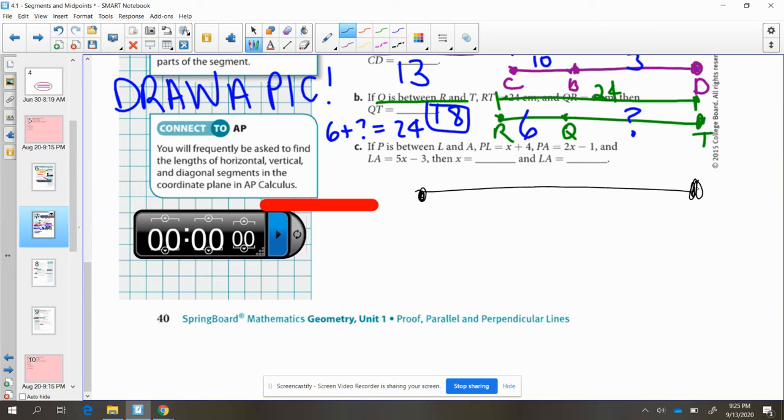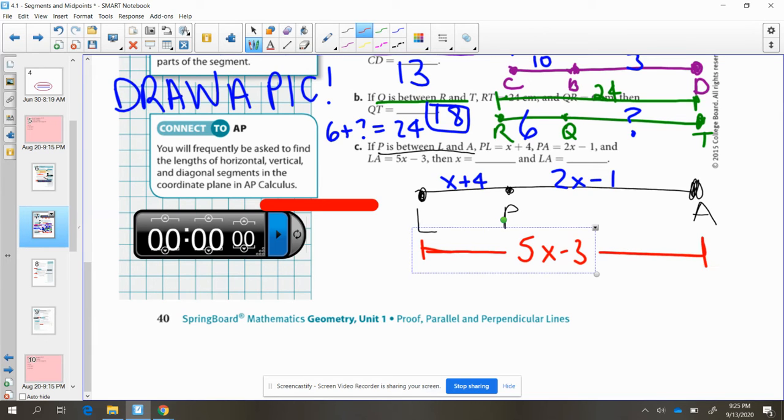Okay, so here is a picture. It says that P is between L and A. So here's L, here is A, and here is point P somewhere in the middle. Now PL, they are telling us, is x plus 4. PA is 2x minus 1. And LA, this whole thing here, is 5x minus 3.